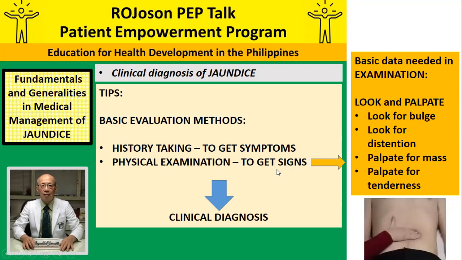As to the physical examination, we try to get signs. Okay. So basic data, we look and palpate, we look for any bulge in this area, in the abdomen. We look for any distension, distension means enlargement of the abdomen. Then we palpate for a mass, okay? Because sometimes we cannot see the bulge by looking, but we can feel the mass, so there's a mass. Then we also feel for the tenderness or pain on the abdomen. So these are the basic data needed to come out with a clinical diagnosis.